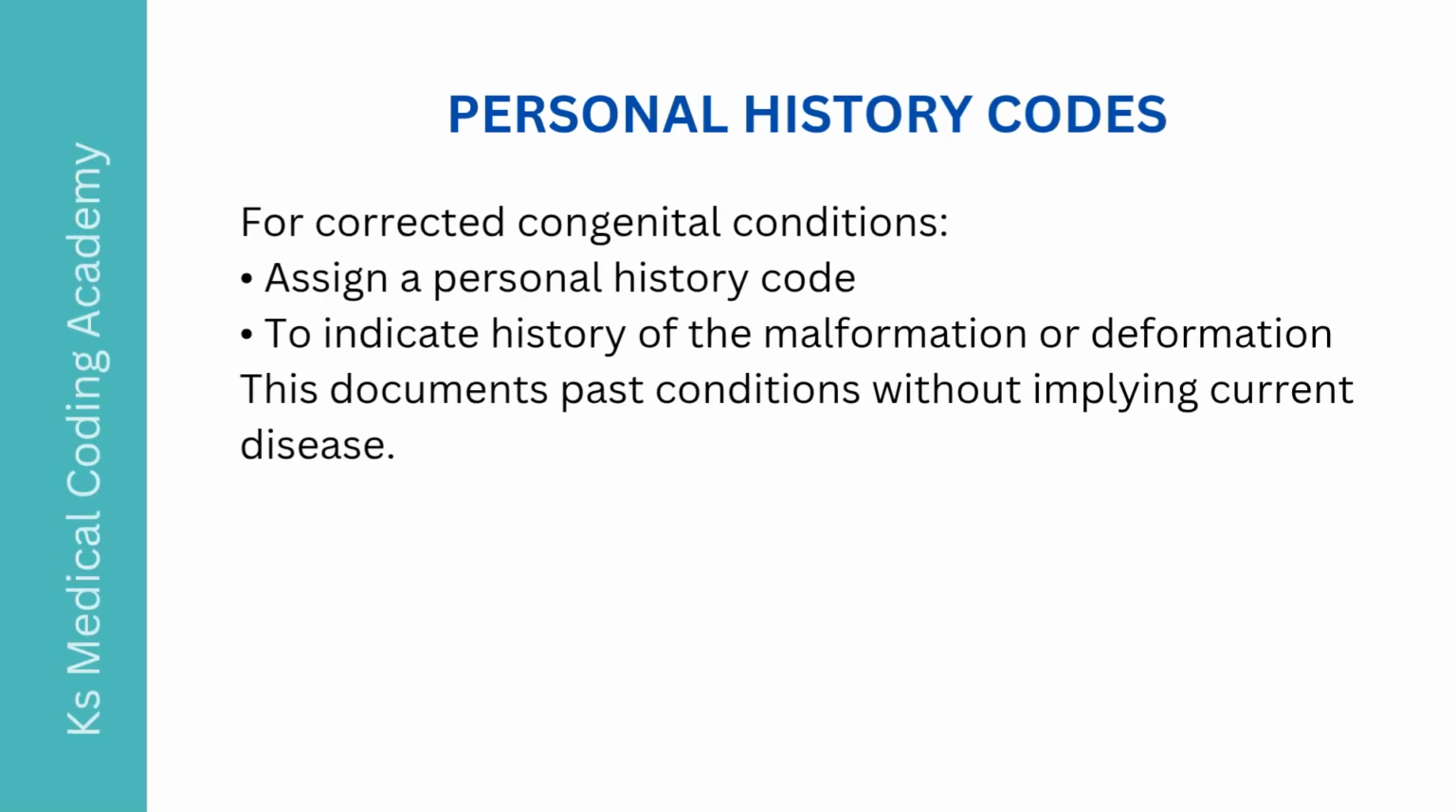Personal history codes. For fully corrected congenital conditions, assign an appropriate personal history code. This documents the historical condition without implying an active disease process.